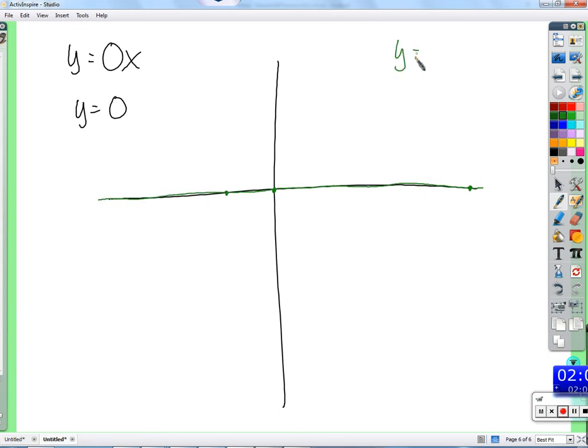How about y equals 5? Then it would just be 5. Okay, so is it like this? Is it vertical? You can't plug in y equals 5. Okay, let's do this: y equals 0x plus 5. Is it straight up and down, or is it horizontal? It's straight up and down on the 5 on the x-axis.